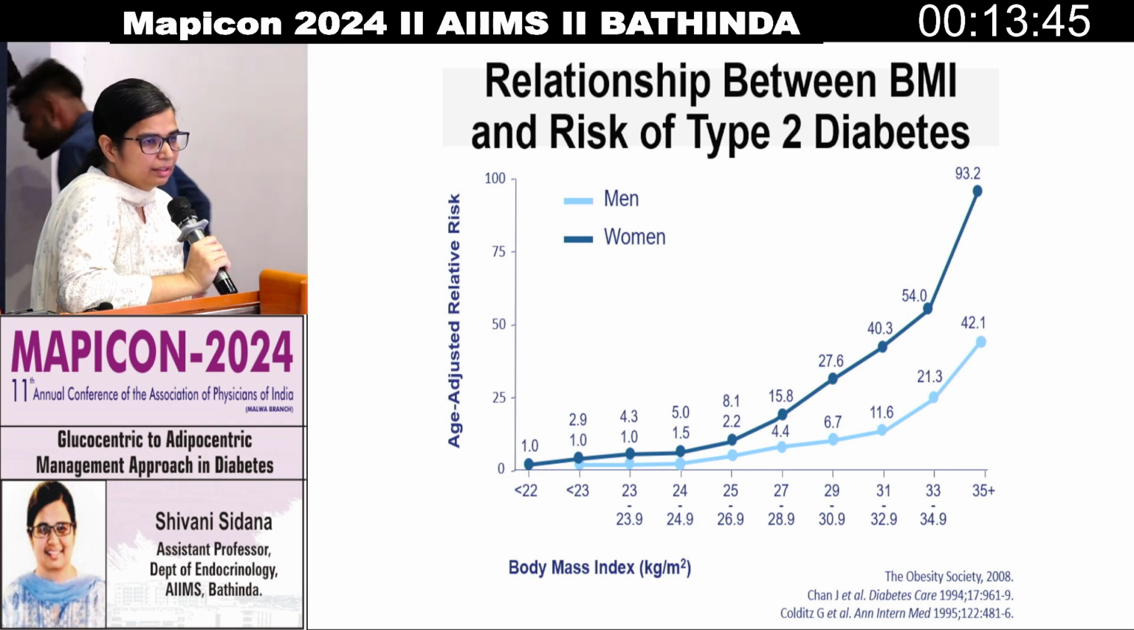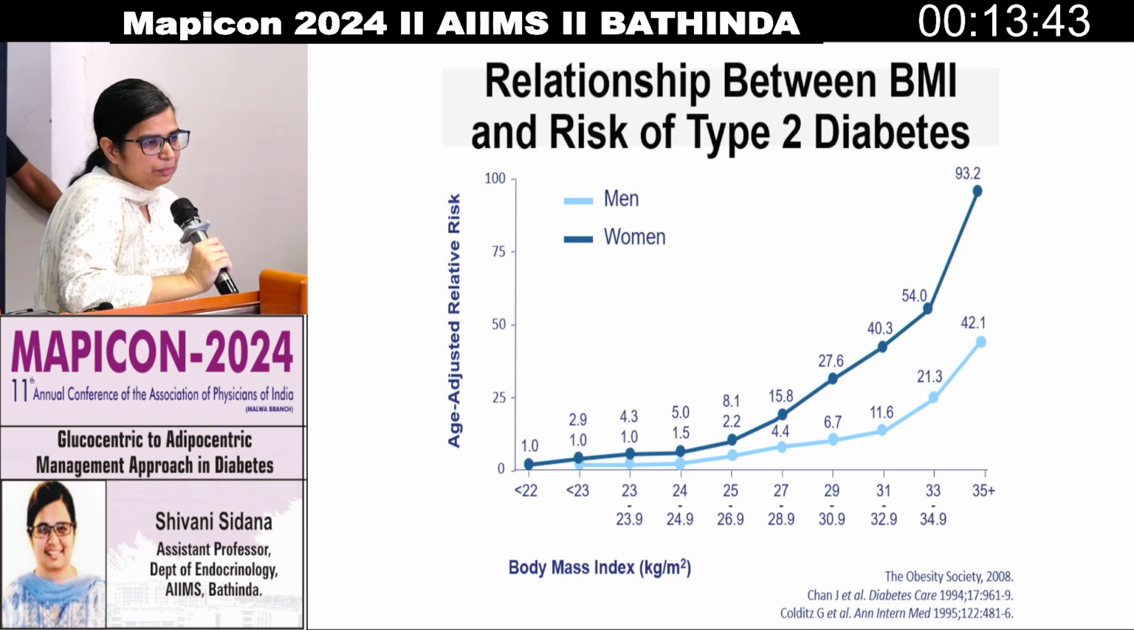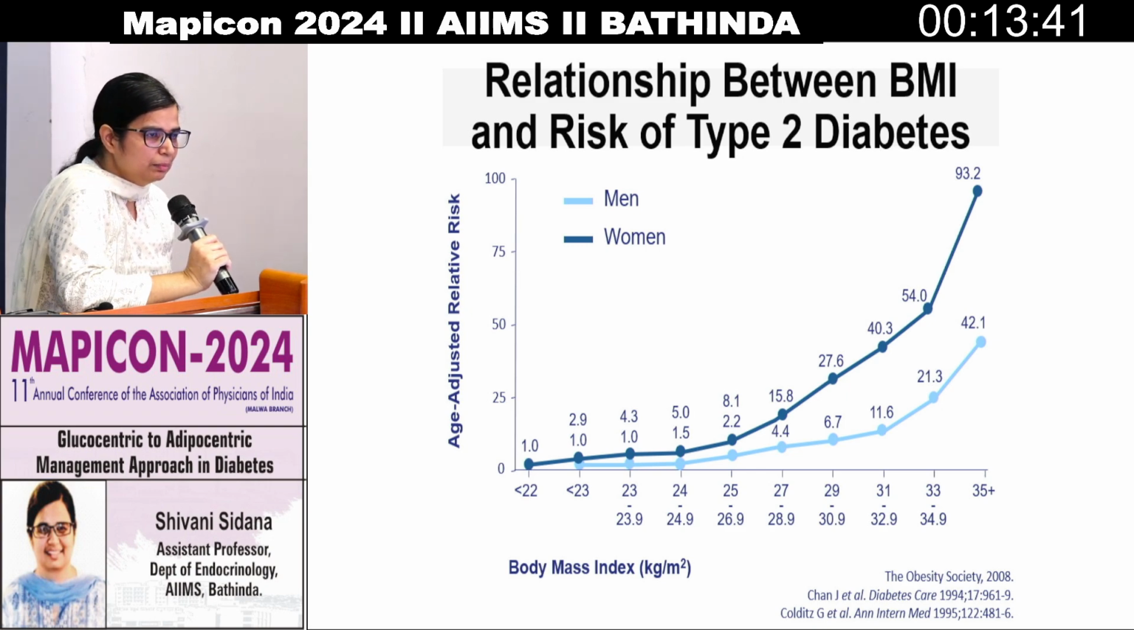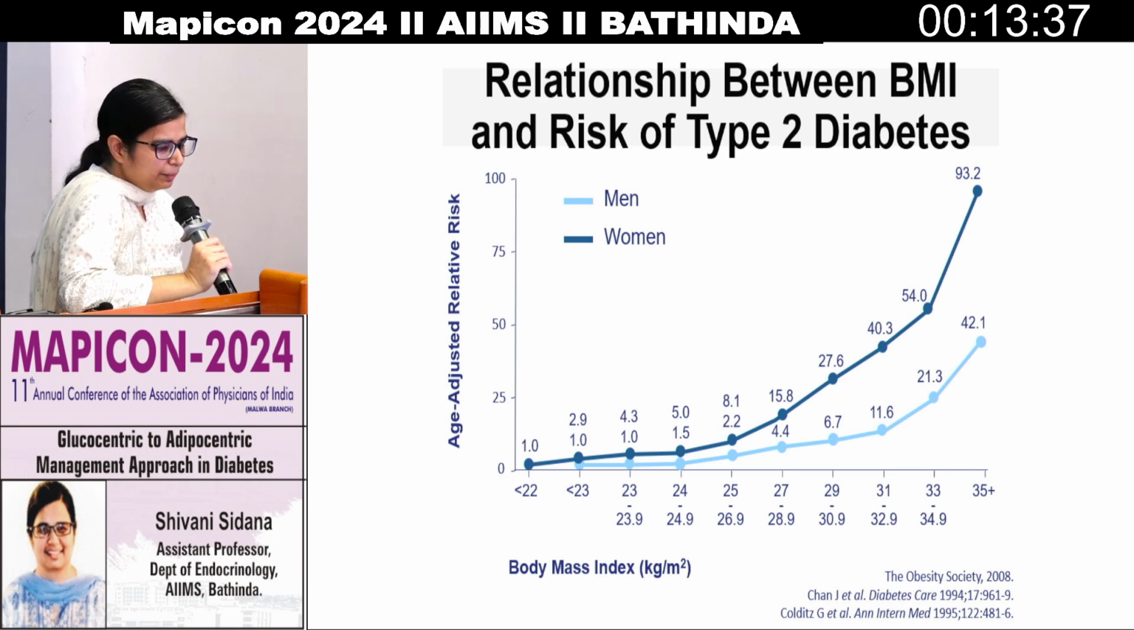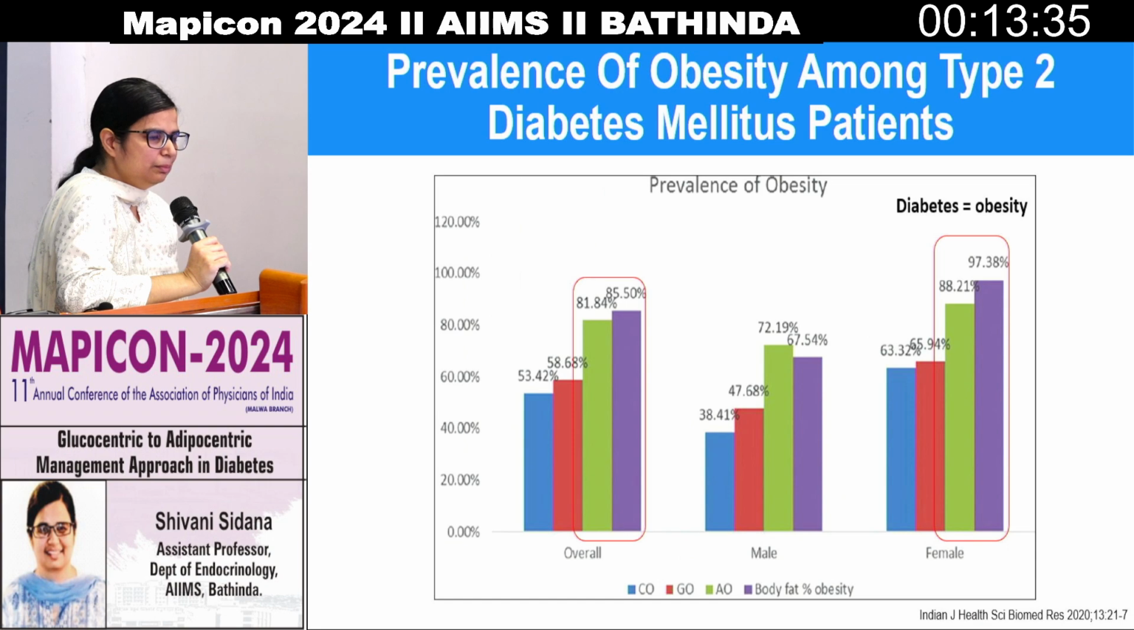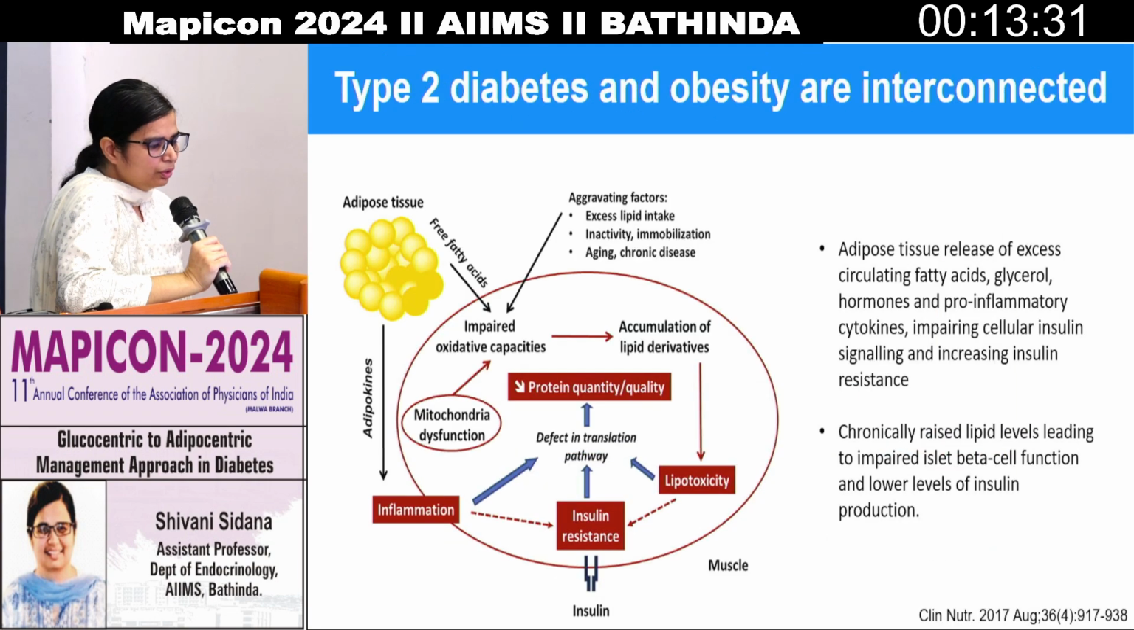Diabetes and obesity. As the BMI increases, the risk of diabetes increases proportionately, more in women than in men, and more than 80% of patients with diabetes are found to have obesity. So, how does obesity lead to diabetes?